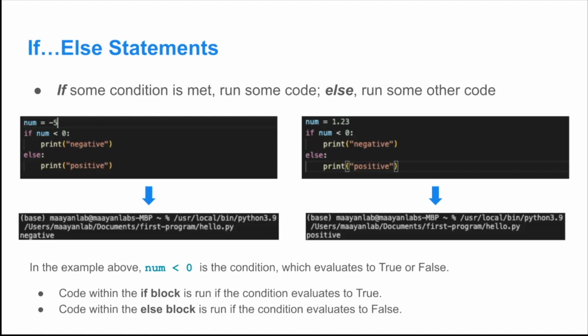Because -5 is less than 0, the if statement evaluates to true, and we'll print the word negative. On the right, for the same example as before, if we set num to 1.23, we check if num is less than 0. This evaluates to false, so it jumps to the else block, and the code within the else block is now run, so it actually prints the word positive.